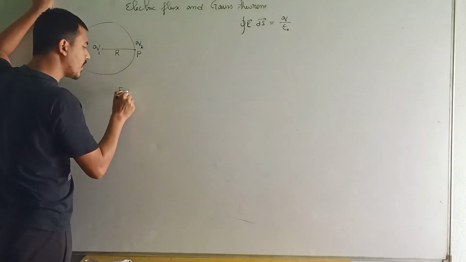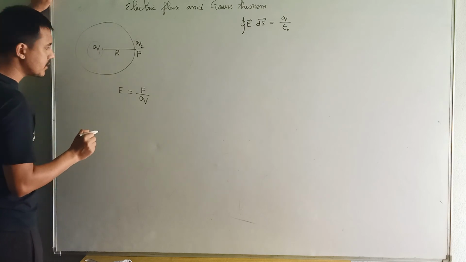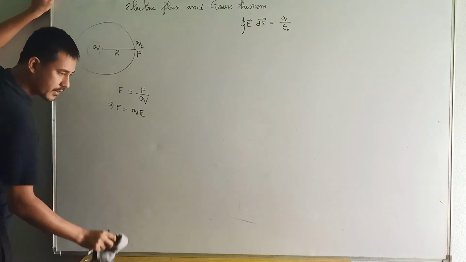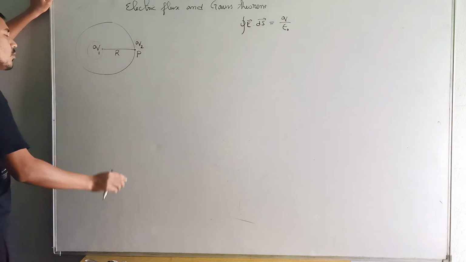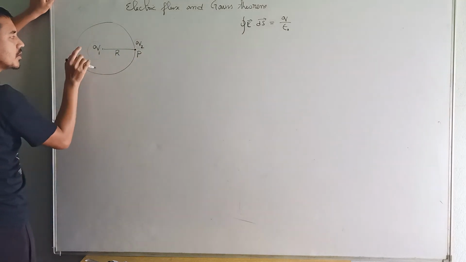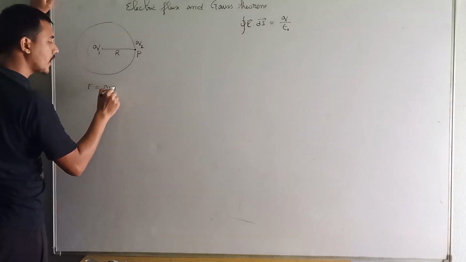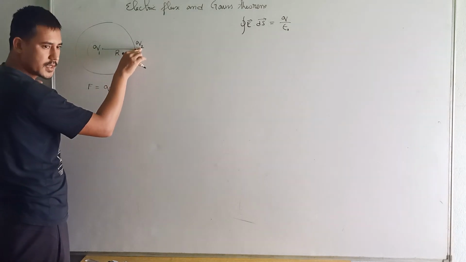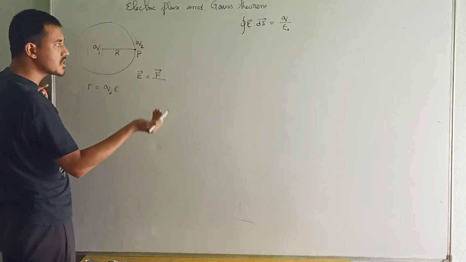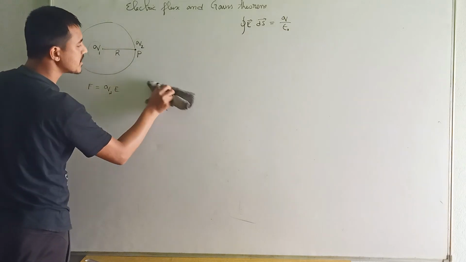See, electric field is defined as force experienced per unit charge, right? So that means F is equal to Q times E. So basing on this, what will be the force experienced by this charge Q2 due to this charge Q1? The electric field is given by force experienced per unit test charge. Here your test charge can be assumed to be Q2. So in that case, F will be equal to Q2 times E.